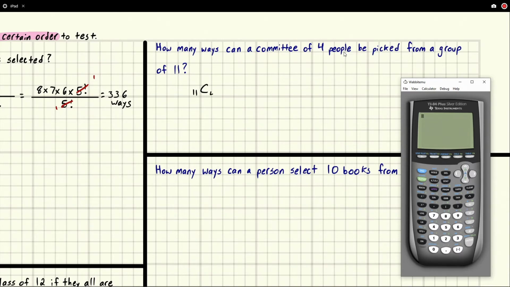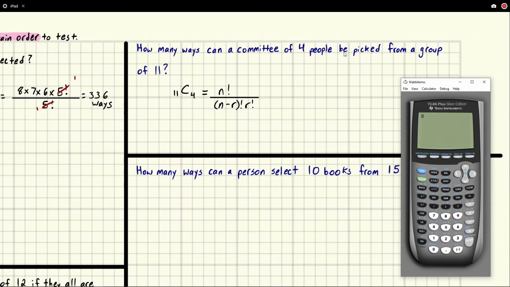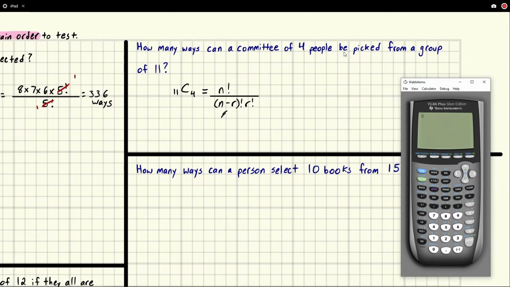Combination, and then 4. Recall that the combination formula is n factorial, by the fundamental counting rule, over n minus r factorial times r factorial. We're removing all the extra ways since the order doesn't matter, and this is because we're only selecting a certain number of people. So we're going to go ahead and fill this formula in.